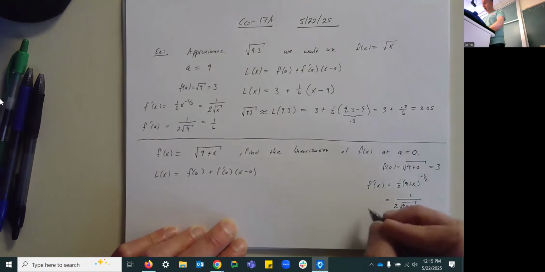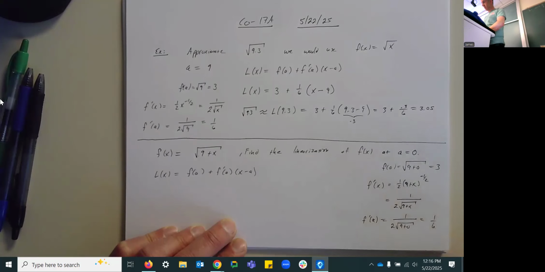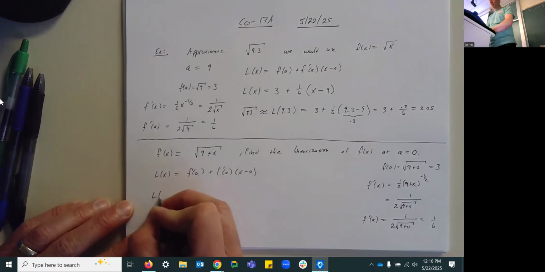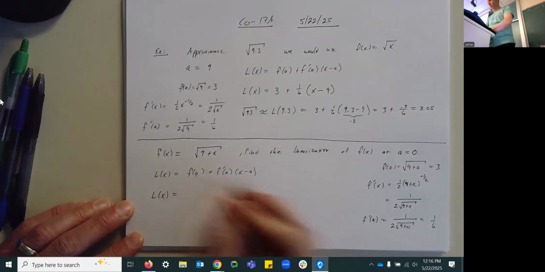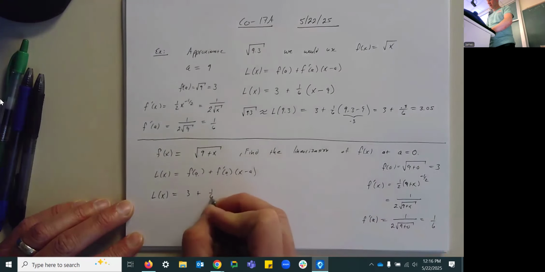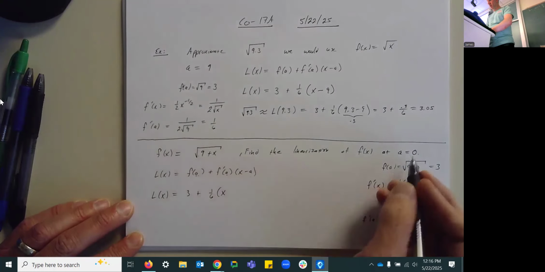And then if we plug in our a value, which is 0, f prime of a is going to equal 1 over 2 times the square root of 9 plus 0, which is also 1/6. So we almost get the same linearization. We have the same y value, we have the same slope. But here's what the equation is going to be. Our equation is going to be L of x equals f of a, which was 3, plus f prime of a, which is 1/6, times x minus a, and a is 0.